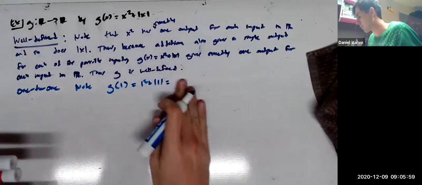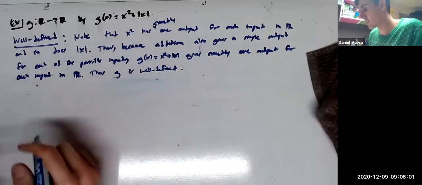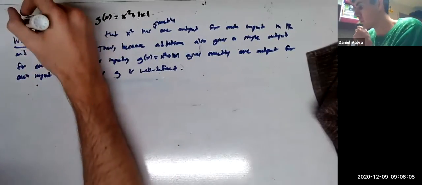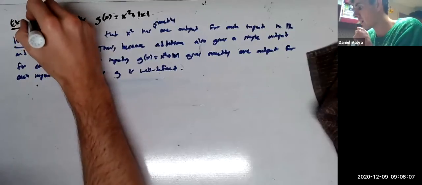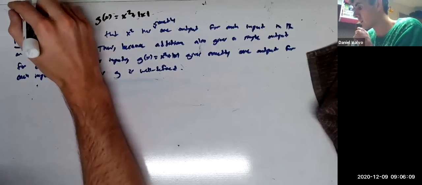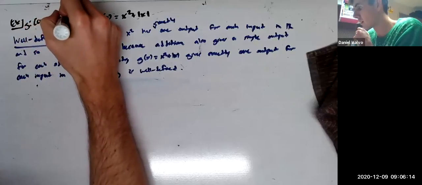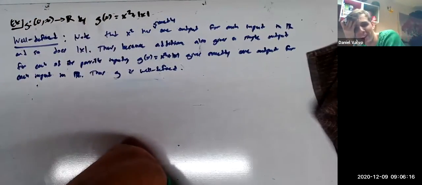Oh, I'm sorry. Wait a minute. This is why I'm confused. I don't want to go from R to R here. I want my domain to be just 0 to infinity again, this time including 0. There we go. Thank you. I was thinking in my head this should be a one-to-one example. Where did I go wrong?